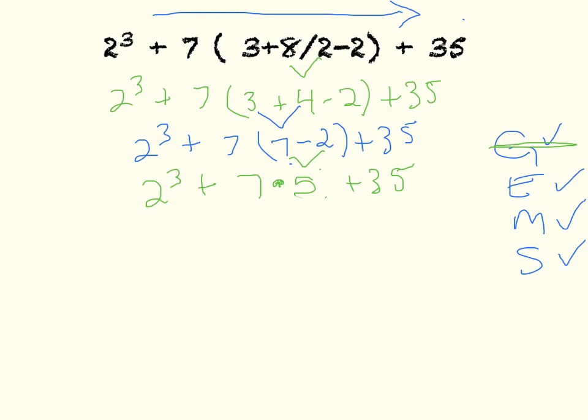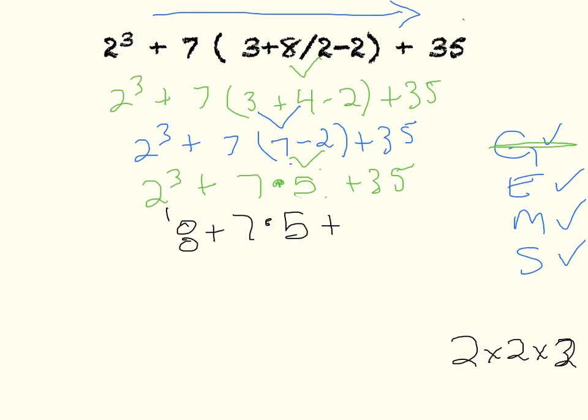And I know solving for my exponent, 2 is my base number. And my exponent 3 tells me I have to multiply 2 by itself 3 times. And I know that 2 times 2 is 4 and 4 times 2 is 8. So my exponent comes down and I know this is 8. And now I'm going to add.